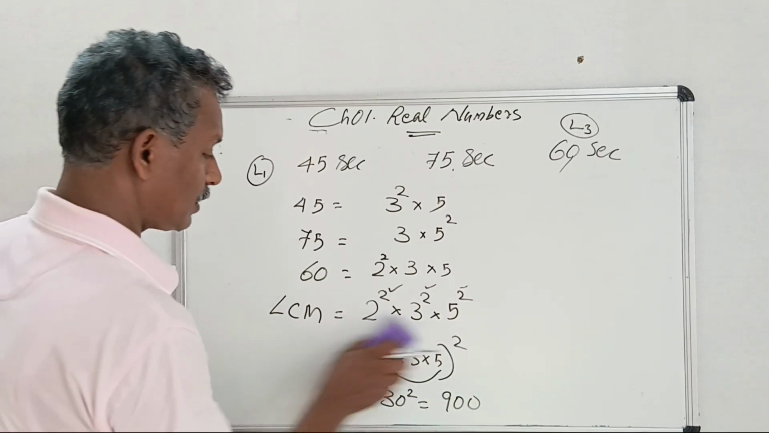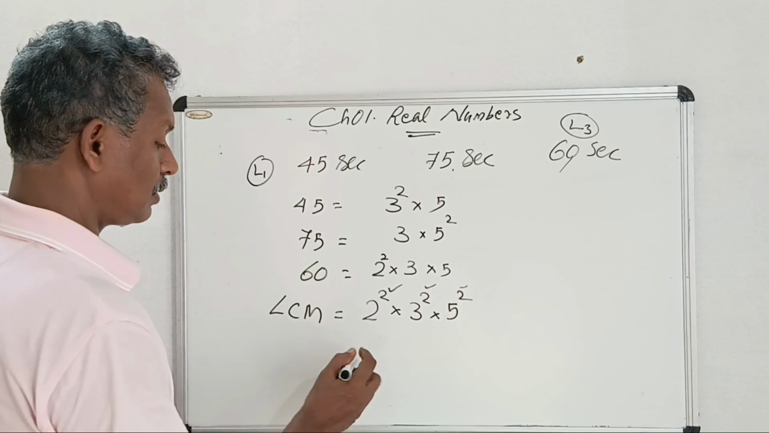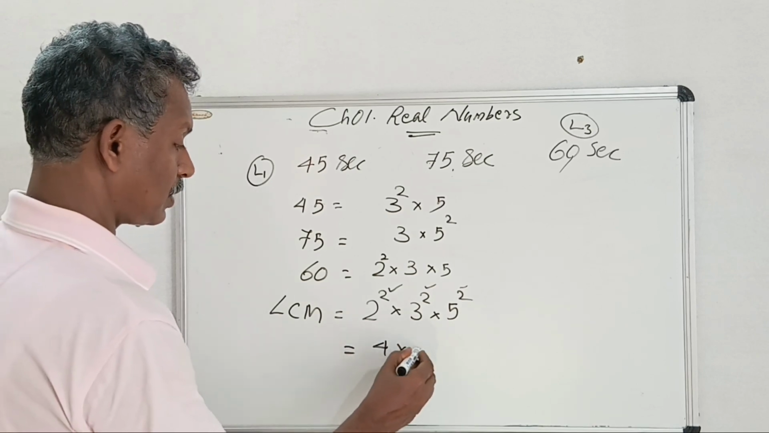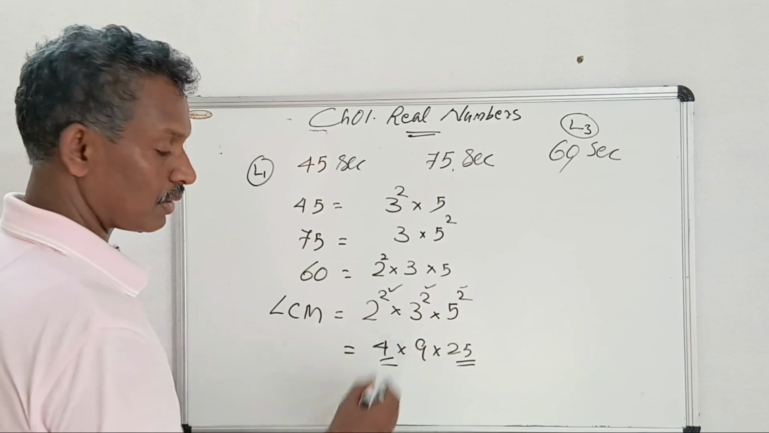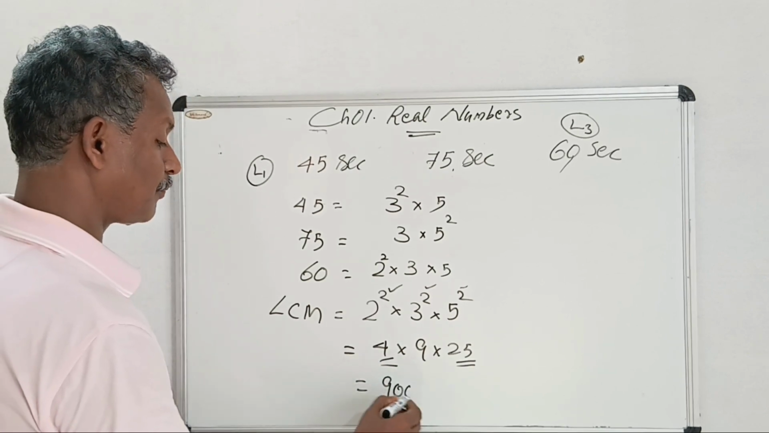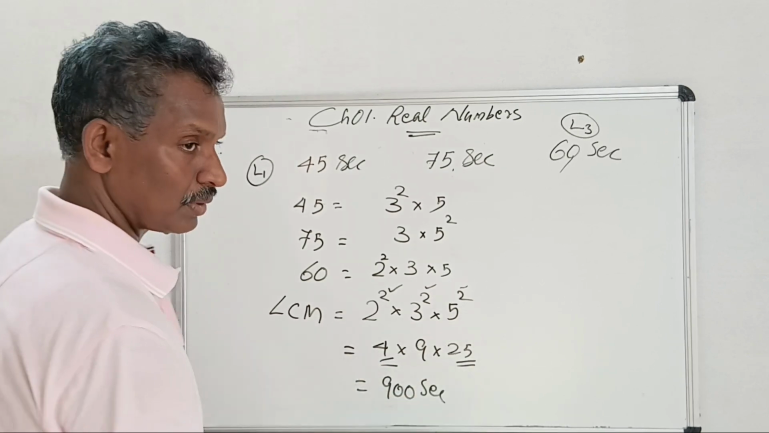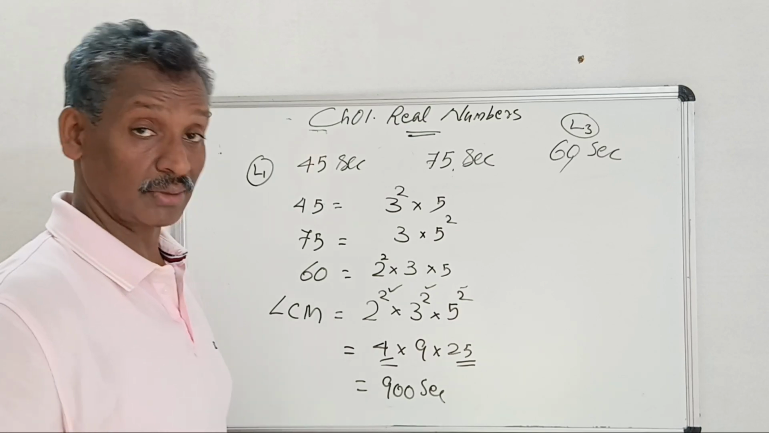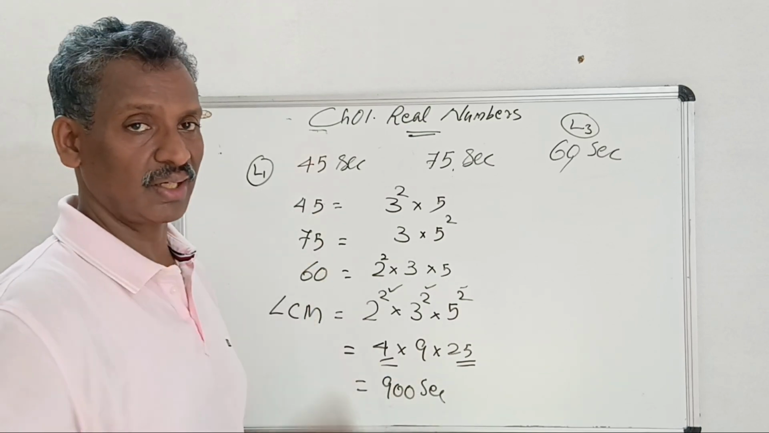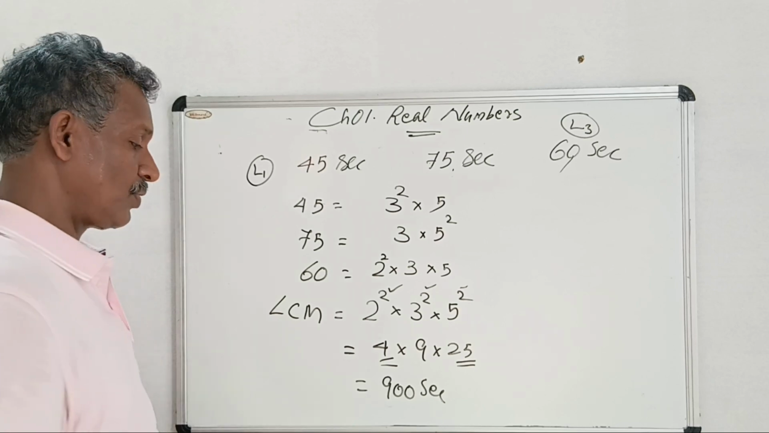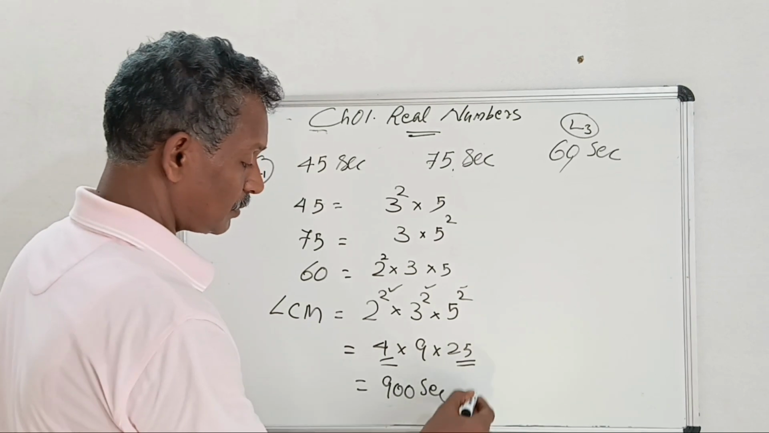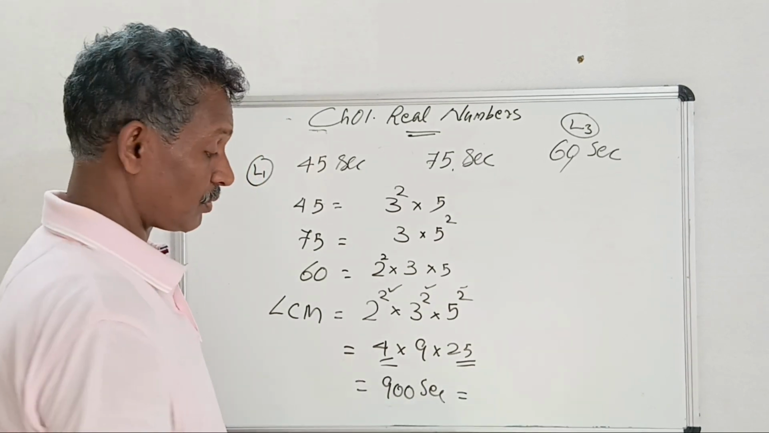Or if you are not understanding this, 2 square is 4, 3 square is 9, 5 square is 25, 25 4s are 100, 100 into 9 is 900 seconds. That means after 900 seconds, all three lights will light up again. So this 900 seconds means how many minutes?